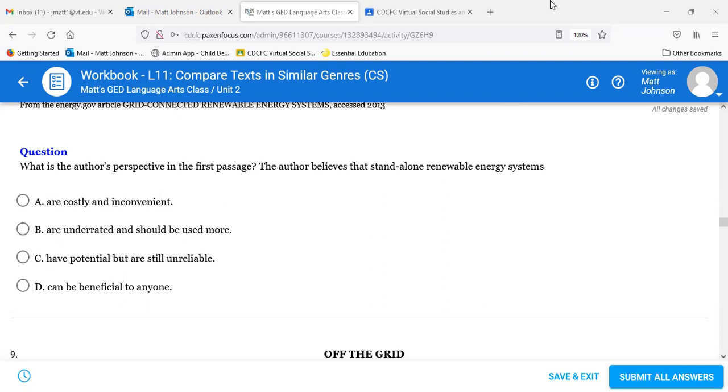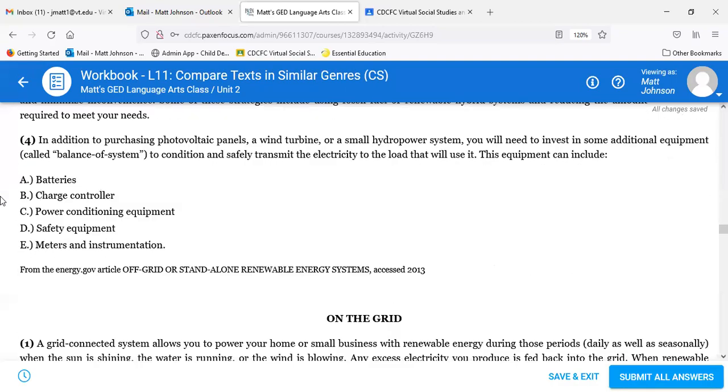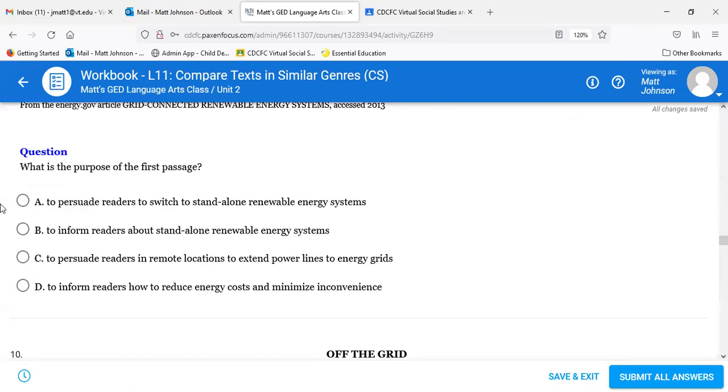Have potential but are still unreliable. So D, basically they could benefit anyone. And that comes into play with that first question, right? With that statement of but, it's beneficial for this, but it could also be beneficial for this group over here. So 8 is D. All right, and 9, let's go with Nilda. Would you read number 9 for us?